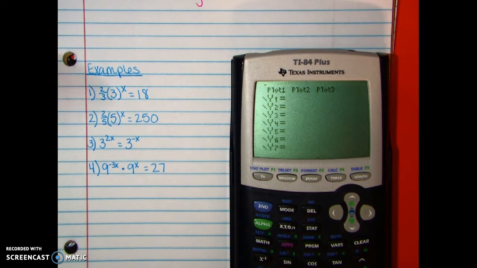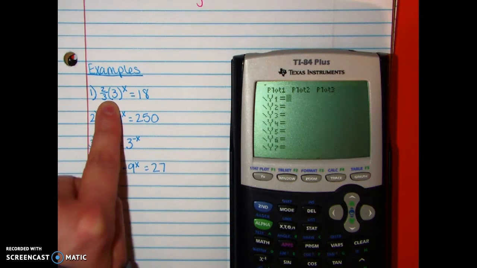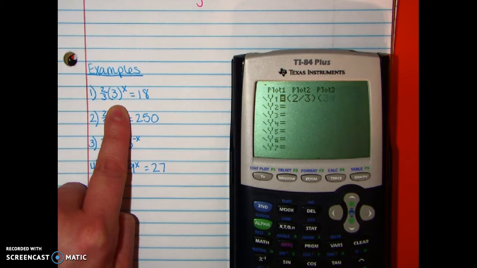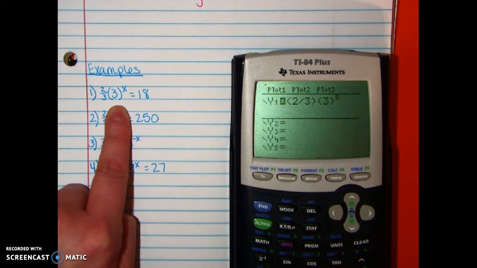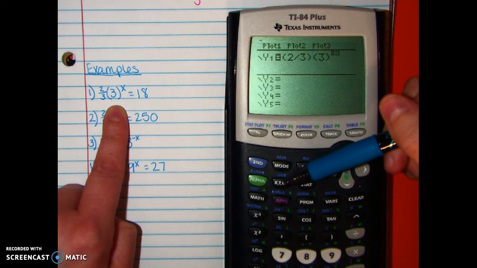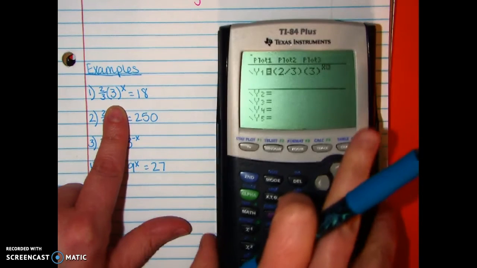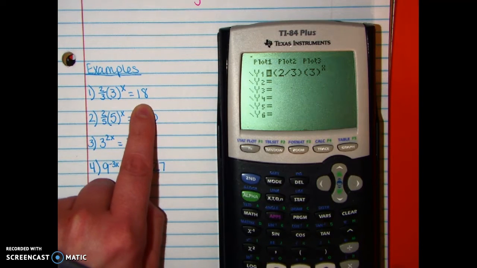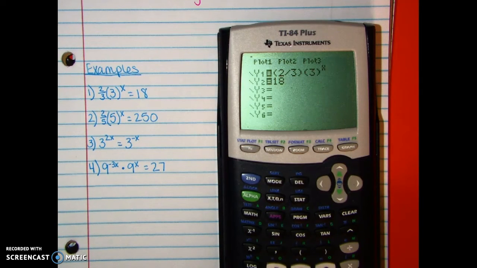Now I'm going to type in the left-hand side of this equation for y sub 1. For 2/3, I'm just going to put in 2 divided by 3, and then 3 to the x. If you don't remember, the x is this button right here next to the green alpha button. Then I'm going to go down to y sub 2, and this side of the equation is just 18. So I have both sides of the equation in there.